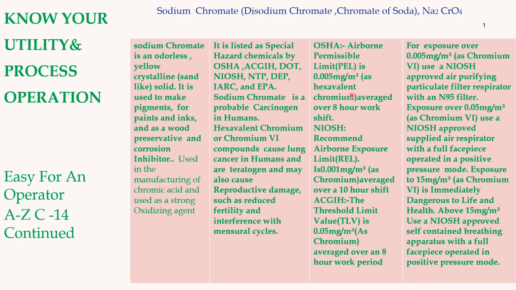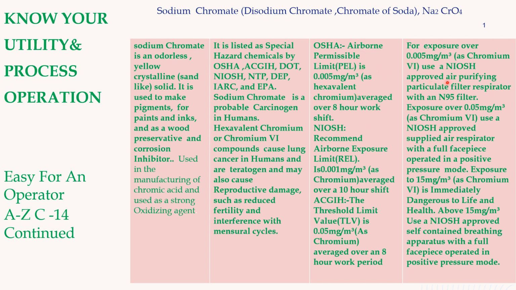Now we can see the limits. As per OSHA, the airborne permissible limit PEL is 0.005 milligram per meter cube as hexavalent chromium averaged over an 8-hour work period. As per NIOSH, the recommended airborne exposure limit REL is 0.001 milligram per meter cube as chromium averaged over a 10-hour shift. And as per ACGIH, the threshold limit value TLV is 0.05 milligram per meter cube as chromium averaged over an 8-hour work period. That is for a shift.